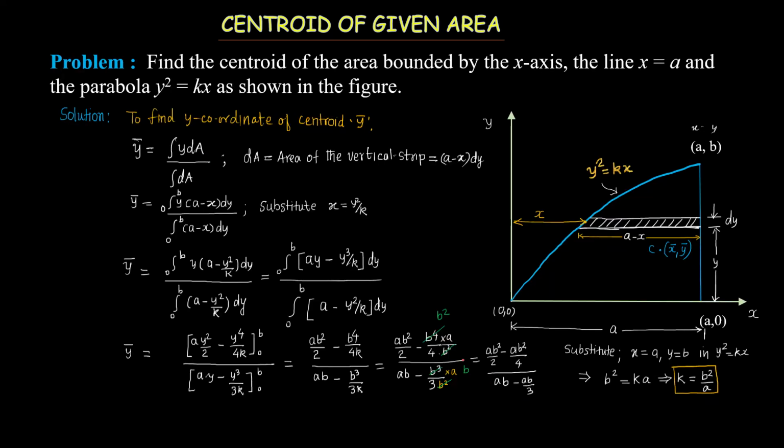So let me simplify this, friends. From here we'll be getting y bar equal to ab square by 2 minus ab square by 4, so we'll get the numerator value as ab square by 4. In the denominator, 3ab minus ab, that is, the denominator will have 2 by 3 ab. If I further simplify, friends, I'll be getting y bar, that is the y coordinate of the centroid, as 3 by 8, and here if you see ab gets cancelled out, only b will be remaining, so 3 by 8 times b. So this is the y coordinate of the centroid of the given area.